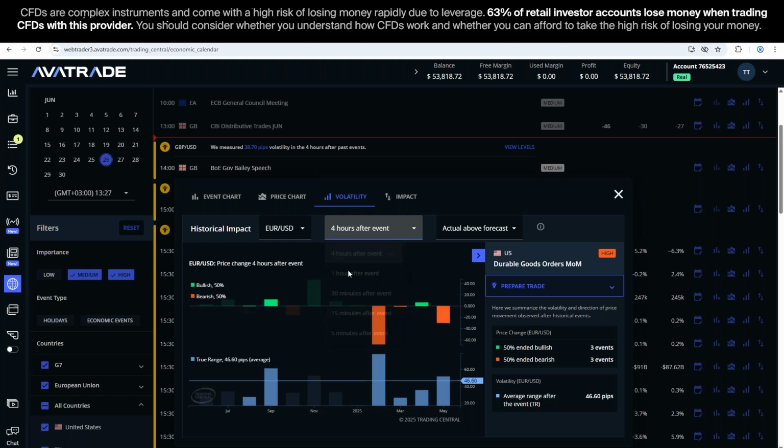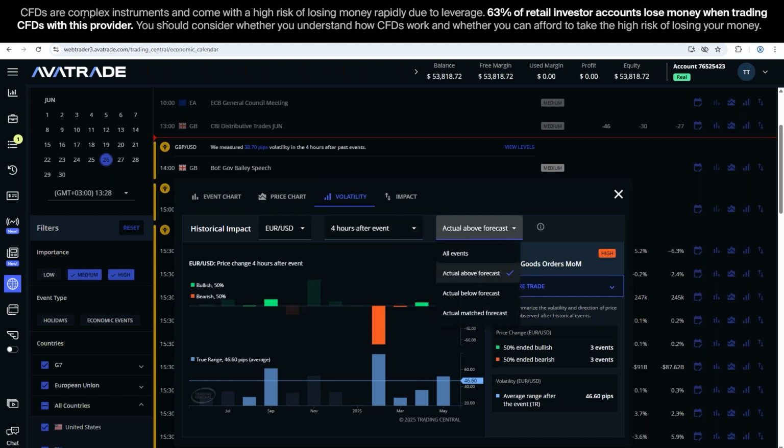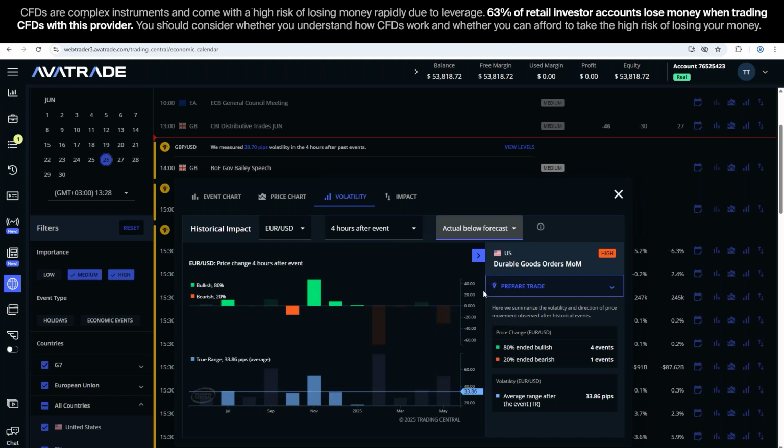After 4 hours, the majority of them were down, or half of them were down in a large amount, okay? The average range movement, 46 pips, okay? I like to see better than 50-50, but you certainly can see a trend that the USD strengthened more than it weakened. Now, what if it comes in below forecast?